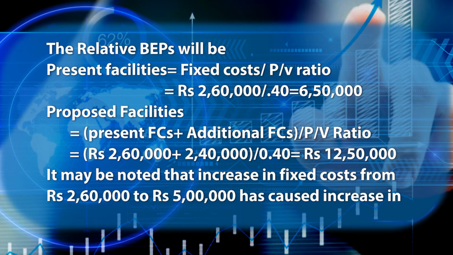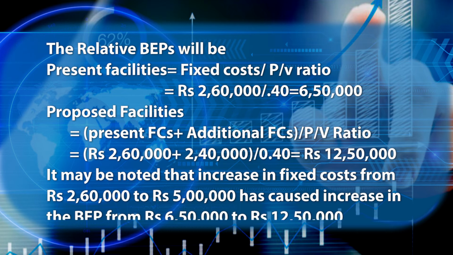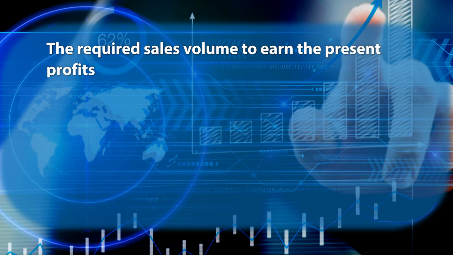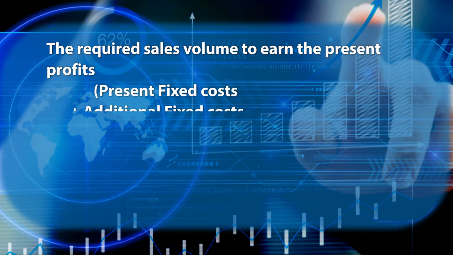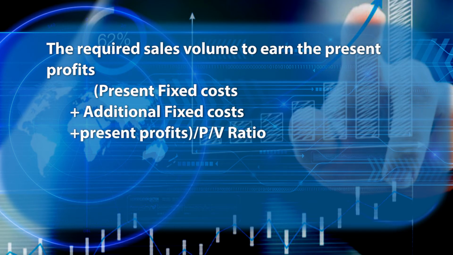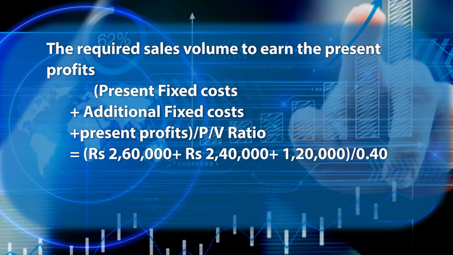It may be noted that the increase in fixed cost from rupees 2,60,000 to rupees 5 lakh has caused an increase in the break-even point from rupees 6,50,000 to rupees 12,50,000. The required sales volume to earn the present profits is present fixed cost plus additional fixed cost plus present profits divided by PV ratio, which is equal to rupees 2,60,000 plus rupees 2,40,000 plus 1,20,000 divided by 0.40, which is equal to 15,50,000.